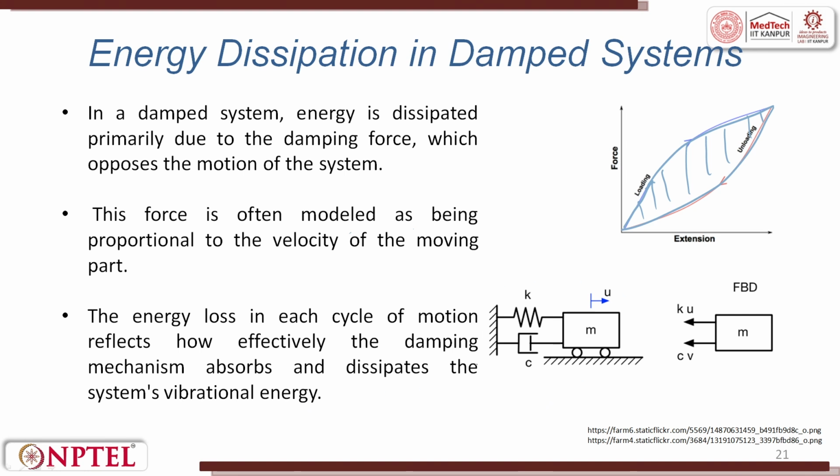So, this is the schematic diagram. It can be represented like this. You have a spring constant, you have a damping factor C, then you have a mass which moves on a surface, and u is the displacement. The forces are written as Ku and Cv.